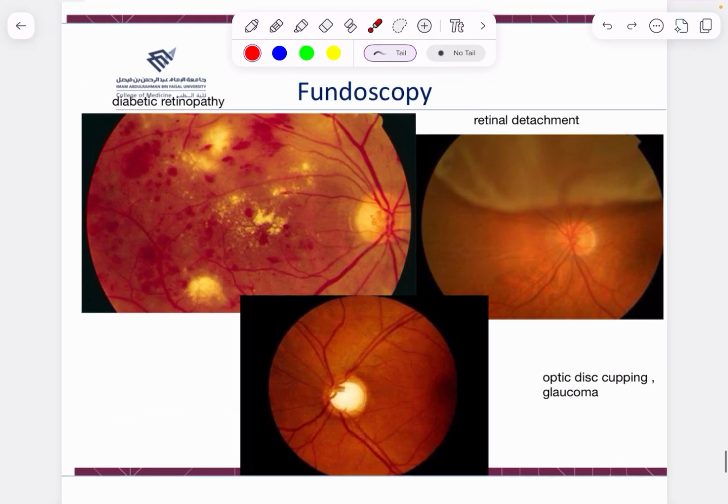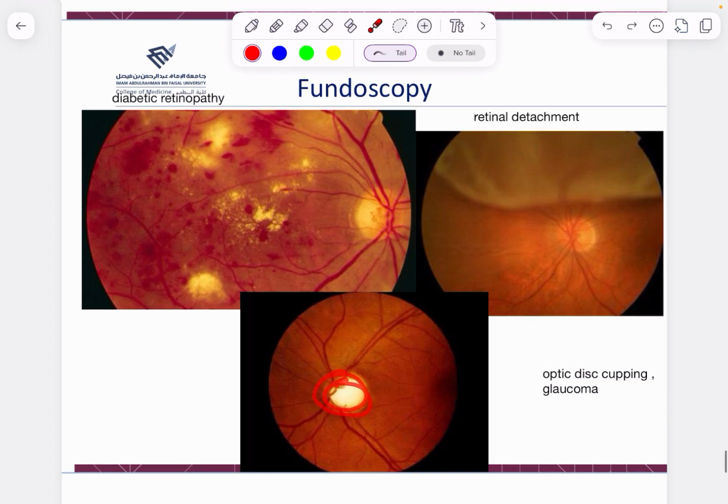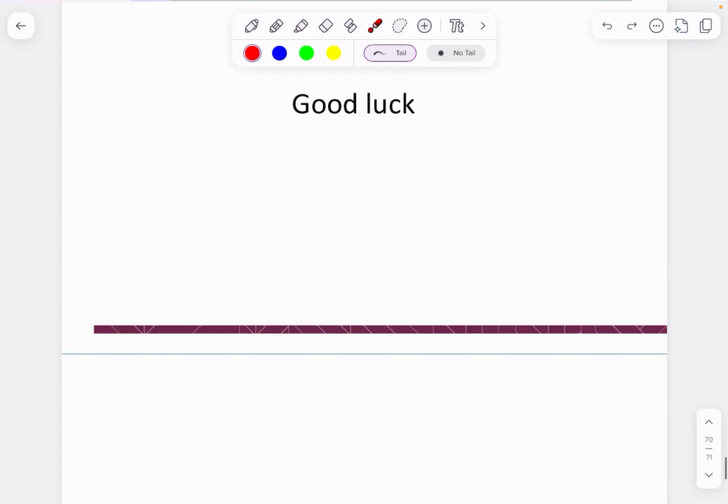These are in the pictures. He was mentioning this is a picture of diabetic retinopathy. This is retinal detachment as you can see. And here this is glaucoma. The sign that tells us we know it's glaucoma is that the optic disc is cupping. And with that we have finished the lecture.